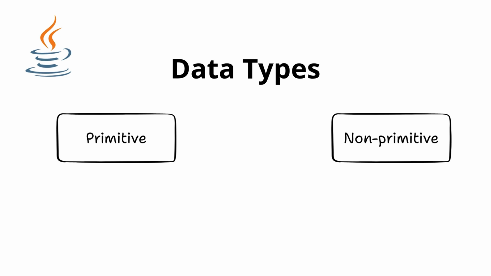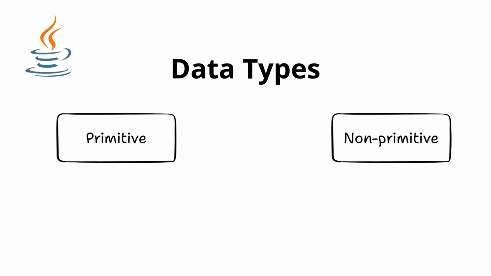Non-primitive types, on the other hand, are a bit more complex. They're built using primitive types, and an example for them is a string, like storing an actual word. So they store references to the data instead of the actual value itself. For now, let's focus on the primitives because they're the foundation for everything else.